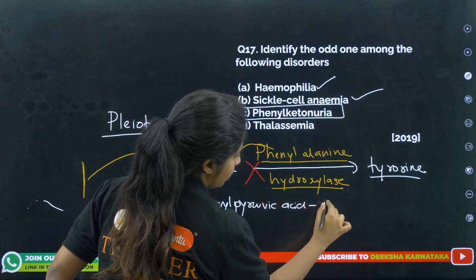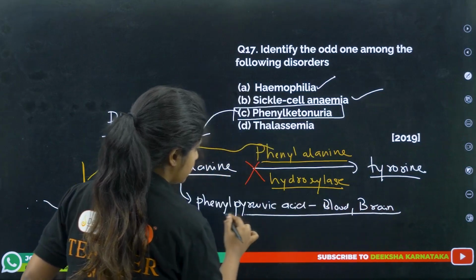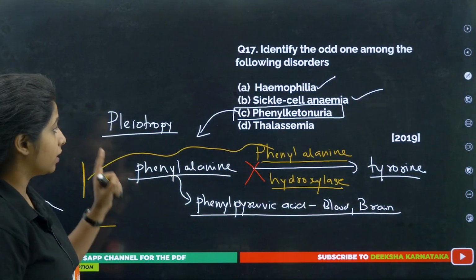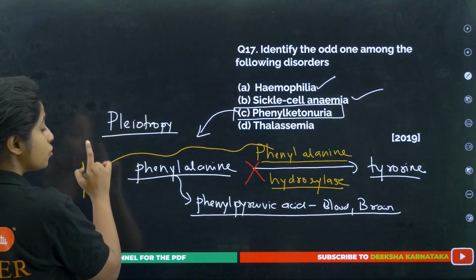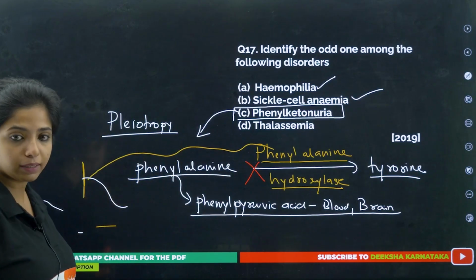And it is stored in our blood, brain and things like that, making us mentally retarded. That is the problem that is being caused by this. Now, I am going to tell you one more thing. In pleiotropy, if you remember, one gene is not responsible for just one trait. Instead, it is responsible for multiple characters.